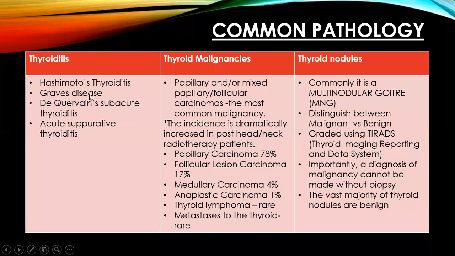So on the thyroid nodule, we need to distinguish between benign and malignant. The most common is the multinodular goiter. To distinguish between malignant and benign nodules, we use what is called TI-RADS, which is the Thyroid Imaging Reporting and Data System. It is important to note that we cannot make a diagnosis of malignancy without biopsy. Biopsy gives us a definitive diagnosis. And most thyroid nodules are benign.